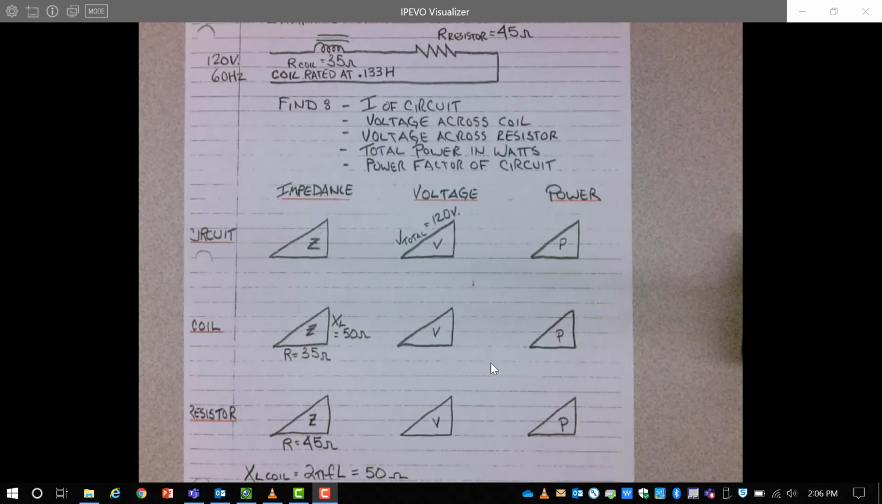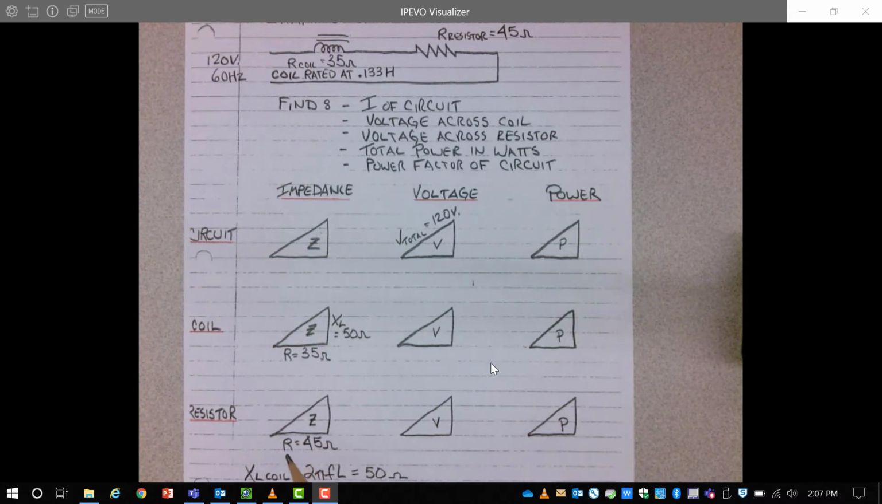So to begin solving the values for this circuit, I put down what we know to start with. The values that we know for sure, we should always start with those on these triangles and work from there. We know that for the coil, the resistance of the coil is 35 ohms. If you use the formula 2 pi FL to figure out the inductive reactance of the coil, it comes out to 50 ohms and goes on the vertical side. So we know those two sides of my coil triangle for impedance.